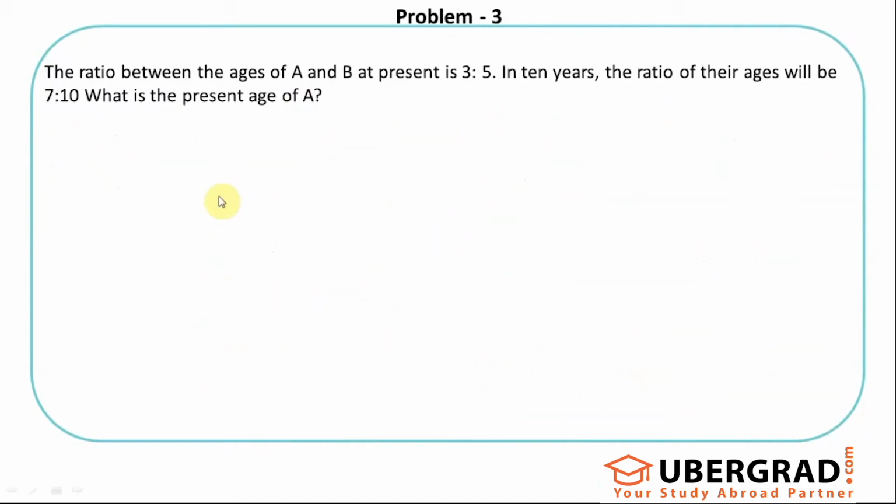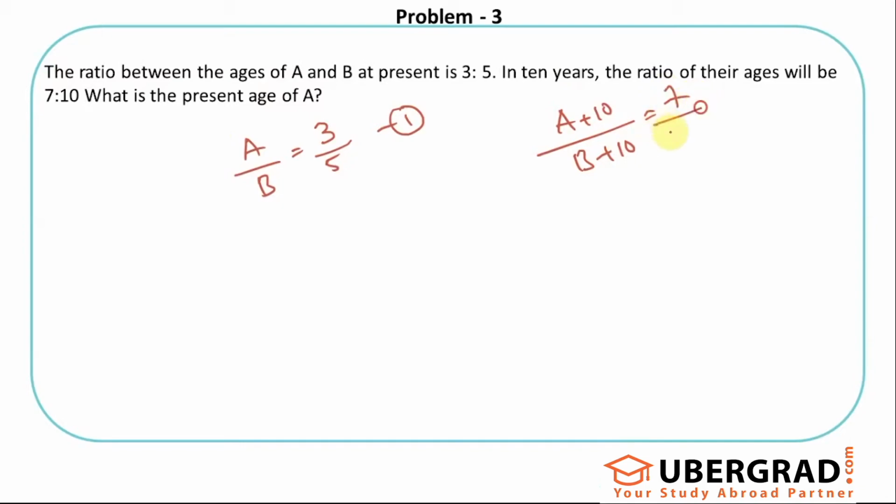Right? The ratio between the ages of A and B at present is 3:5. In 10 years from now, it's basically into the future, the ratio of their ages will be 7:10. What is the present age of A? So basically they're saying if present ages are A and B, then A by B is 3 by 5, that's one equation. In 10 years, what would be the ages? A would become A plus 10 and B would be B plus 10, that is given as 7 by 10, that's my second equation. Two equations, two unknowns, good enough to solve.